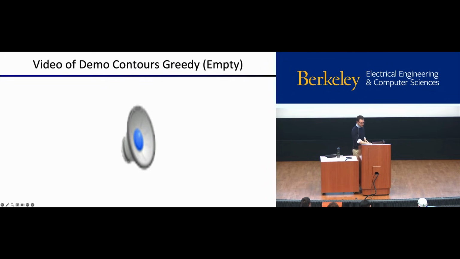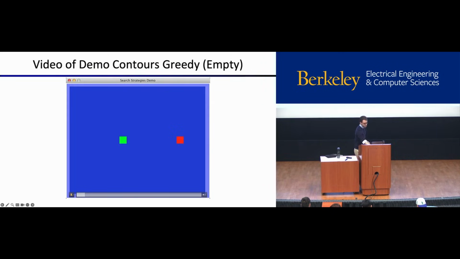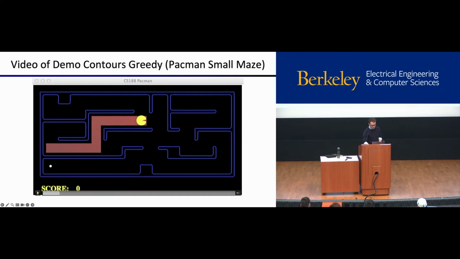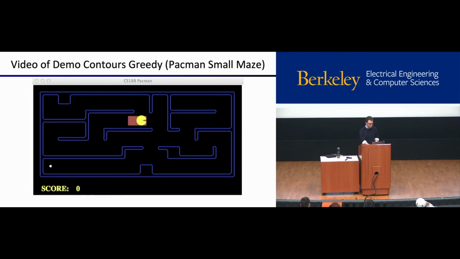Well, okay, so here's a demo of what this looks like in an empty maze, right? So green is the start, red is the goal. And greedy search, if we run this video, it looks like this. Instantly finds the optimal plan. That's great. Yeah, but what happens if it's a slightly harder problem? Like what happens if it's this Pac-Man problem, right? I've already started it. So we're here, we want to get to the goal. What does greedy search do?